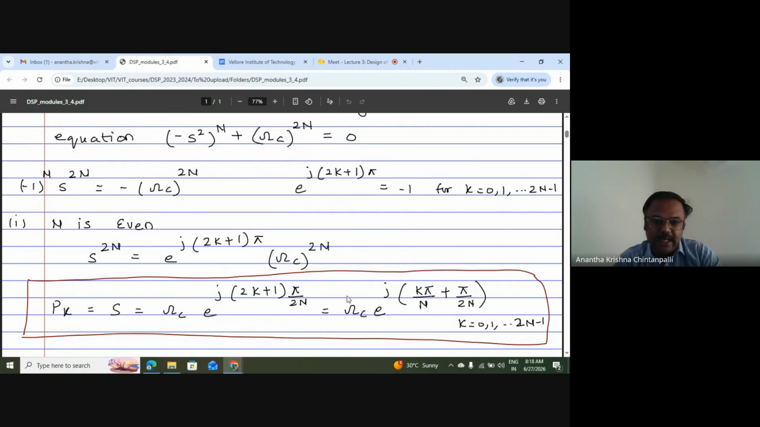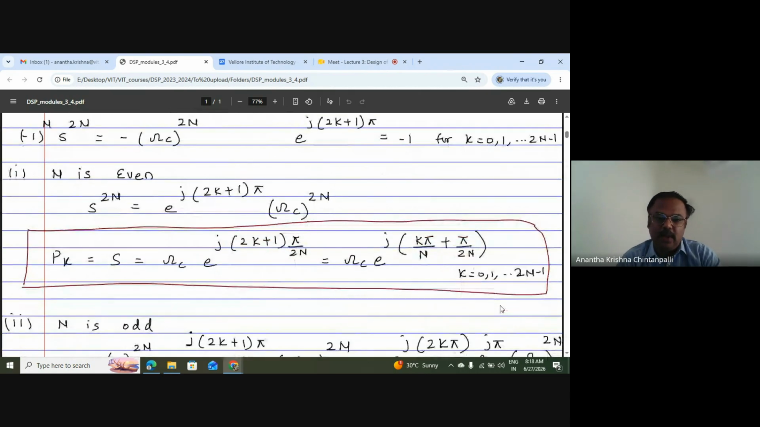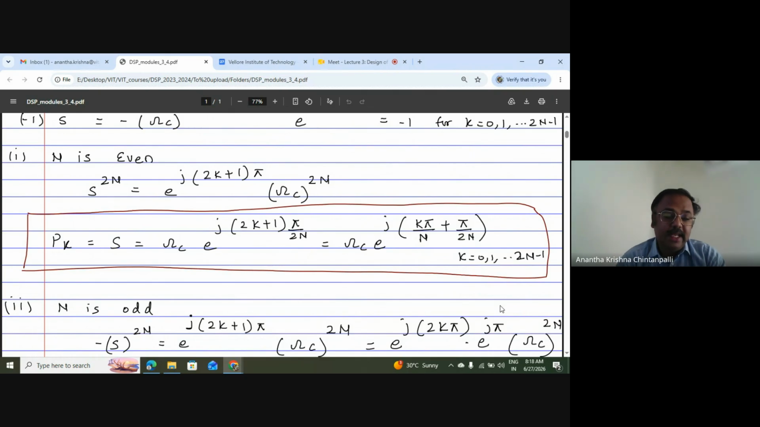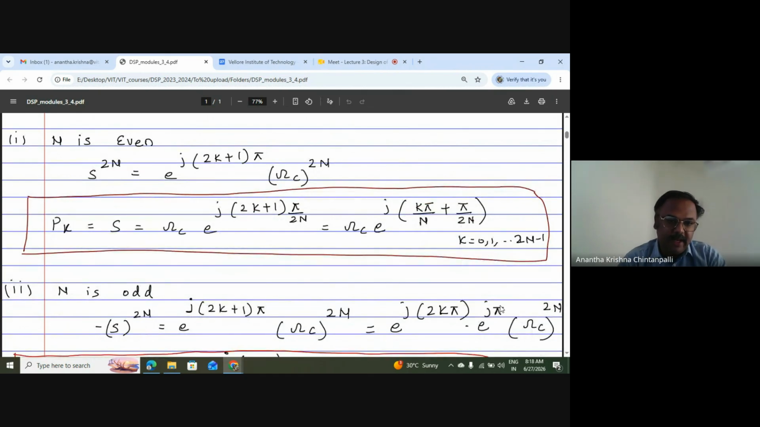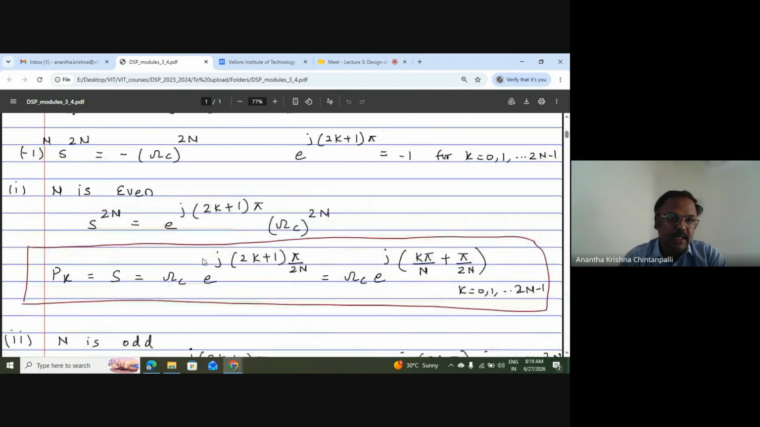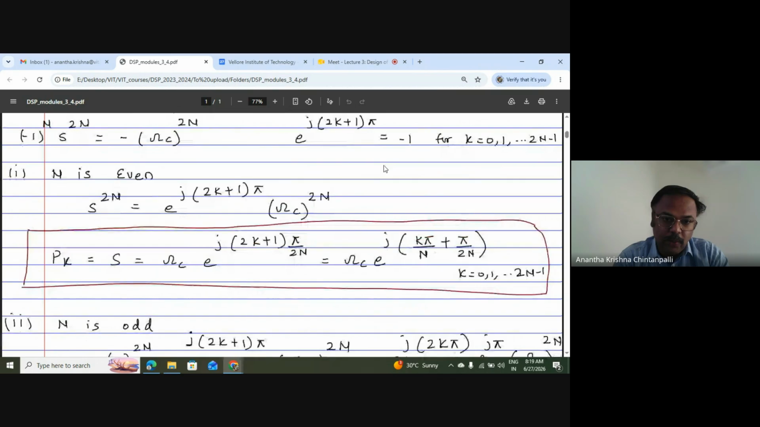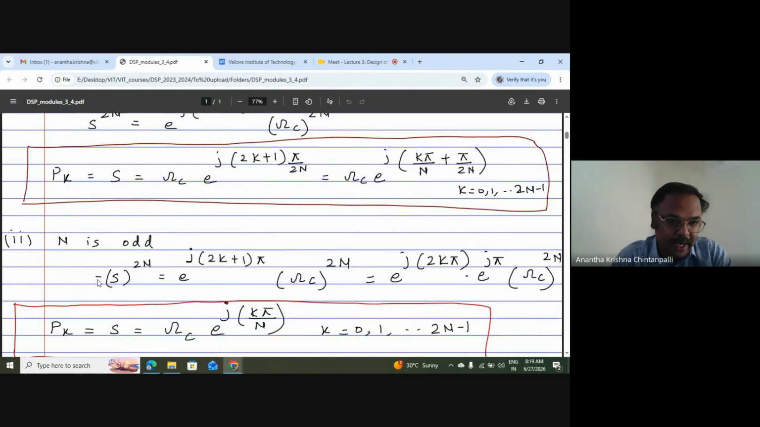So 2 get cancels out. So this is k pi divided by n plus pi divided by 2n, where k goes from 0, 1, so on to 2n minus 1. When n is odd, then this negative sign would remain here and this negative sign would remain here. So you don't need to cancel that out, because you have to remember that you need to get 2n roots, right? So I put a minus sign, then s to the power of 2n.